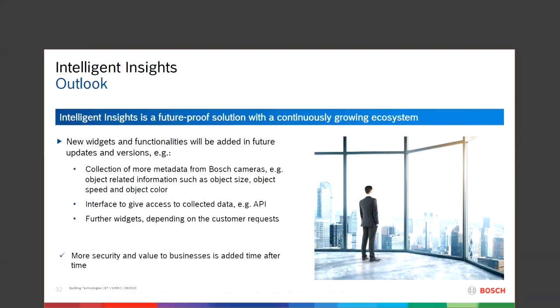It can be information related to the object size, for example, or object speed, object color. This kind of use cases will come with the next releases of Intelligent Insight for sure. But I count that when people start using Intelligent Insight, feedback will also be provided about specific scenarios or cases which Bosch didn't think of upfront, but we could easily implement in Intelligent Insight as a solution. This will conclude my presentation.